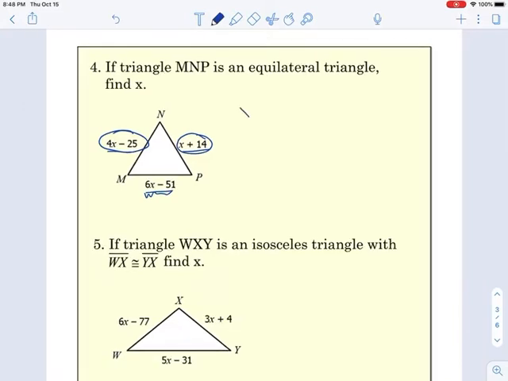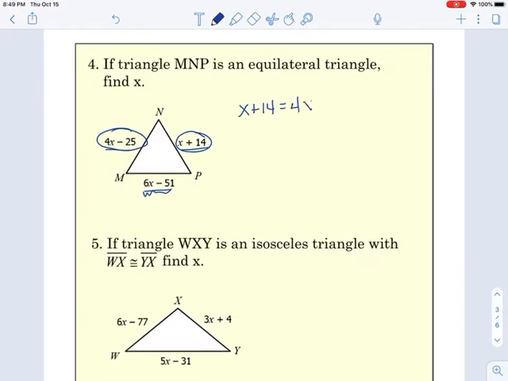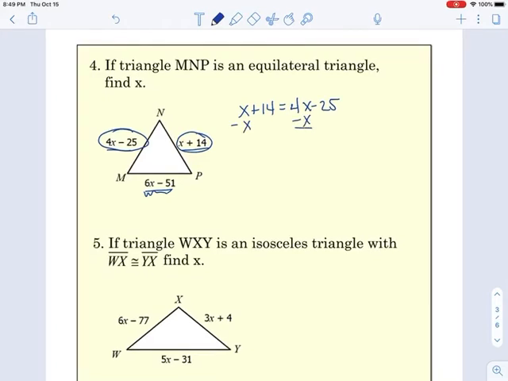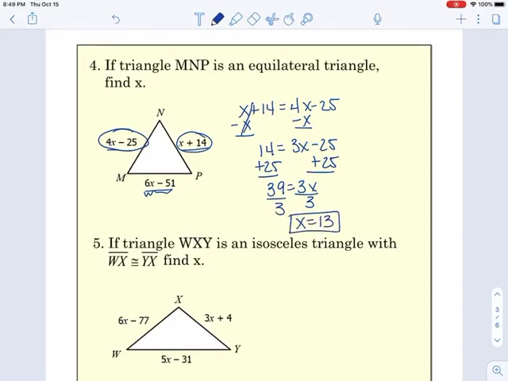Equilateral means that all the sides are equal. So I'm going to set x plus 14 equal to 4x minus 25. Subtract x from both sides, and 14 is going to equal 3x minus 25. Add 25 to both sides, and 39 is going to equal 3x. Then divide both sides by 3, and x is going to equal 13. It only asked me to find x. I found it. I'm done.